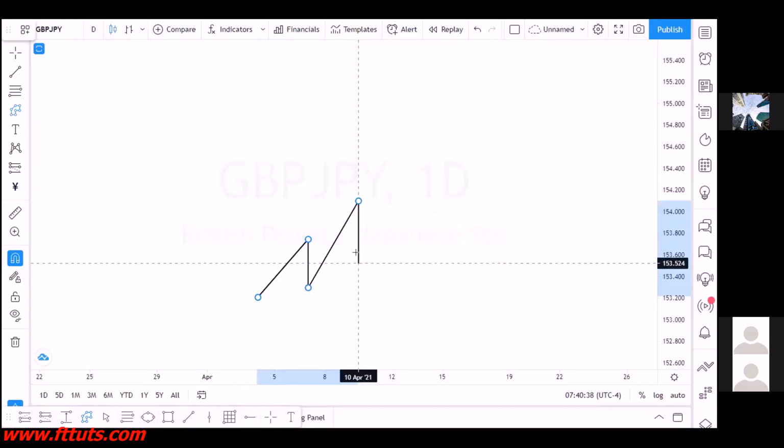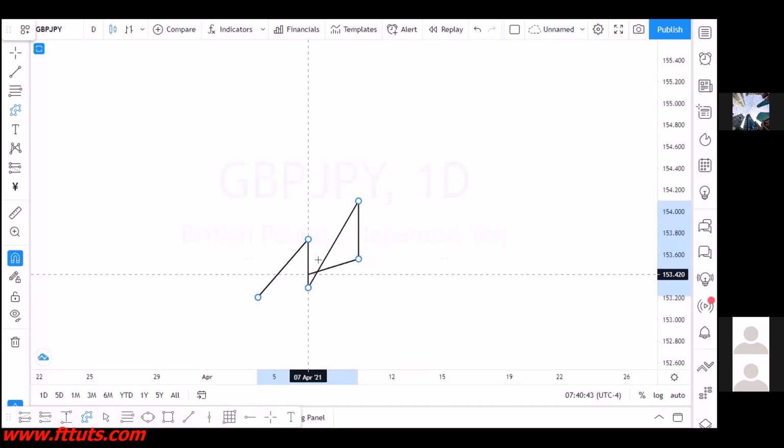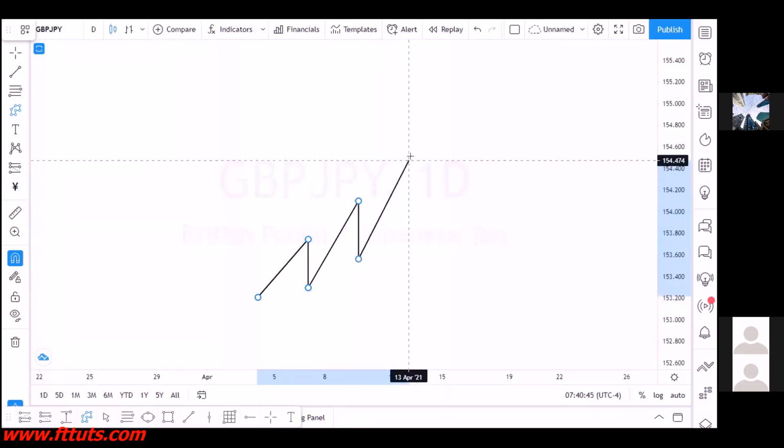We'll see the same thing: the same decline in price, price moving to the downside, finding a bullish order block to push price again further to the upside.